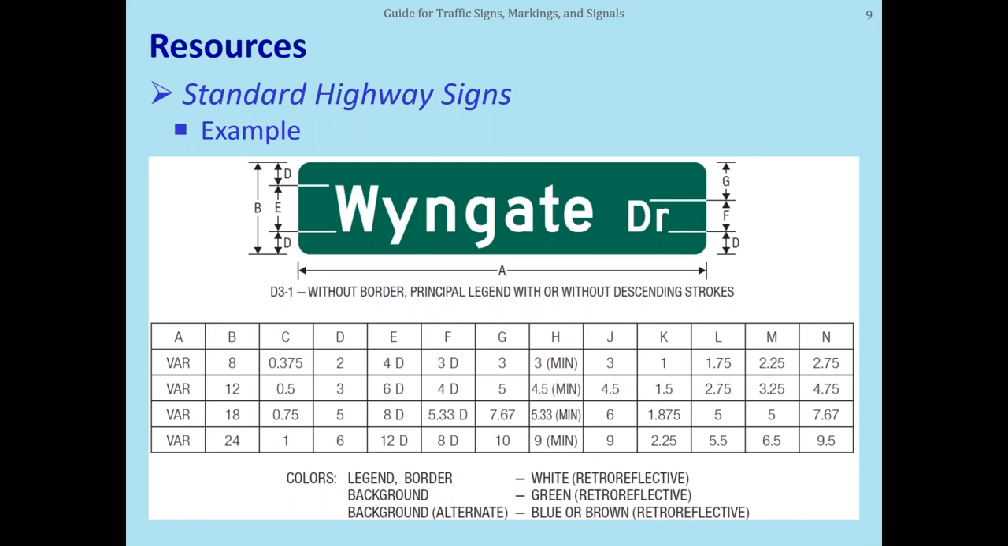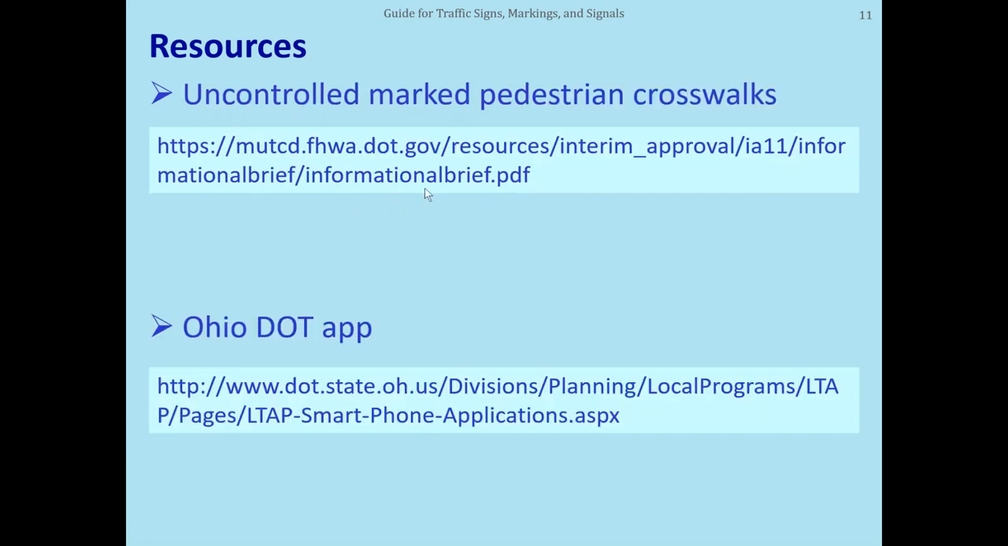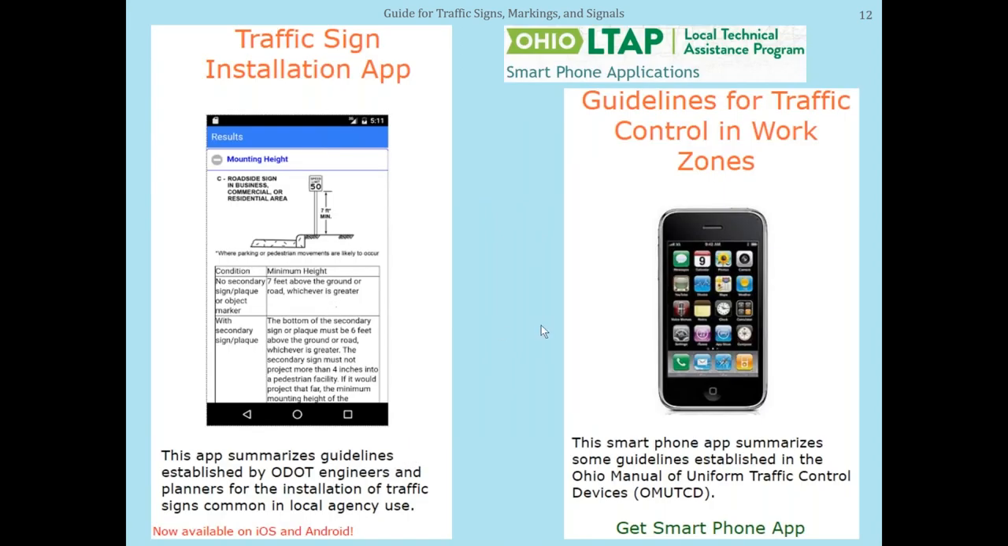Type of information. A resource to deal with local roads put out by Cornell University. A source for information on uncontrolled marked pedestrian crosswalks. In other words, there's not a traffic signal there. An app that you can put on your smartphone to have some MUTCD information to carry out in the field with you.